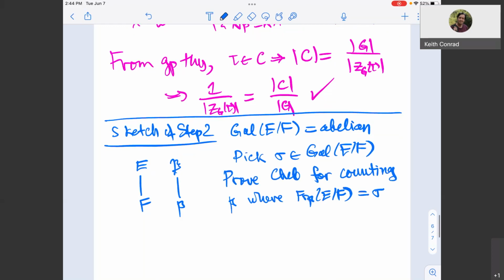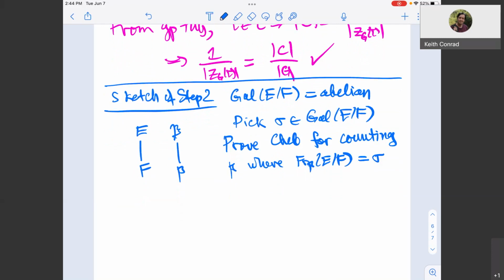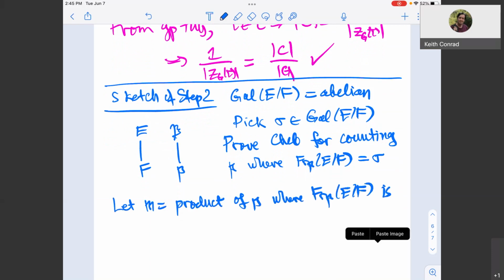So I want to avoid the prime ideals where the Frobenius construction doesn't make any sense. There's only a finite number of such primes. They're the ramified primes, but we don't have to worry about that. So let M be an ideal built out of the primes that we want to avoid. Let's take the product of the P where the Frobenius construction makes no sense, where it's not well defined. Okay, so just multiply those together. So that's some ideal whose prime factors are the ones we want to avoid.